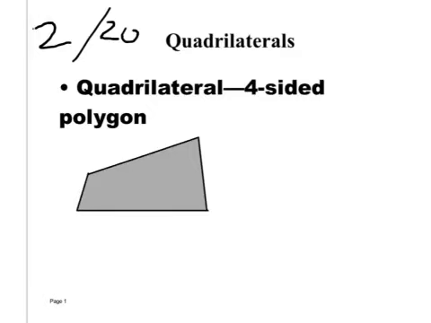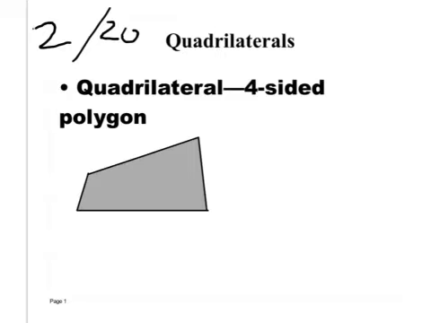Quadrilaterals. Okay, this is a quadrilateral. It's just a four-sided polygon. We're going to talk about quadrilaterals today. Every shape we talk about is a quadrilateral. A quadrilateral is the most basic shape. It's a four-sided polygon. So everything that is a polygon that has four sides is a quadrilateral.